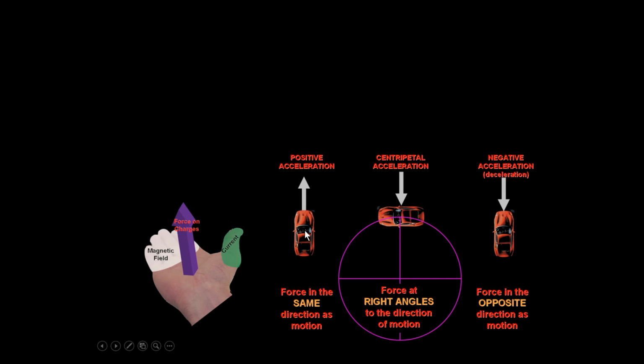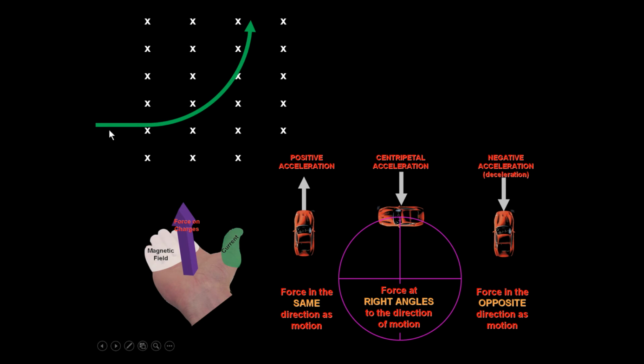It's like if a car experiences a force in the same direction it's going, we call that positive acceleration. If the car is going that way, but it experiences a force this way, that's going to be negative acceleration. But if the car is going where the force is always at right angles to its motion, it would move that car into a circle.